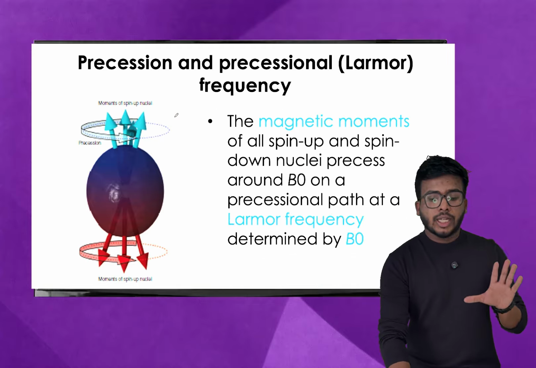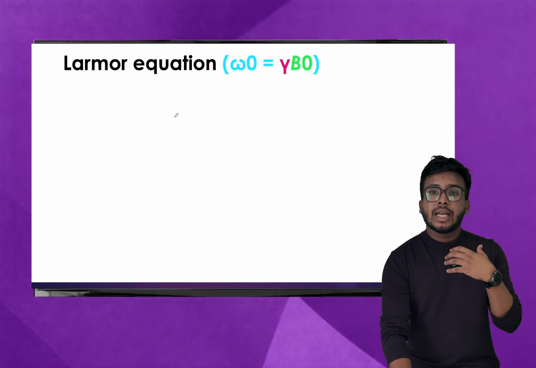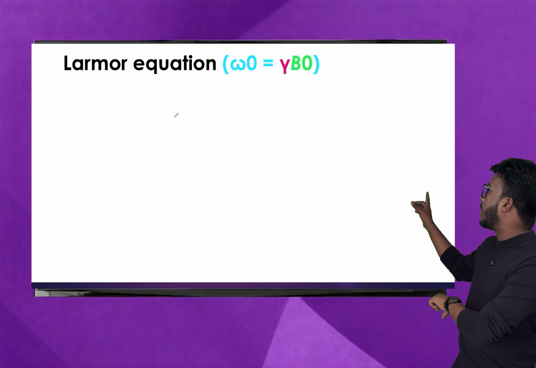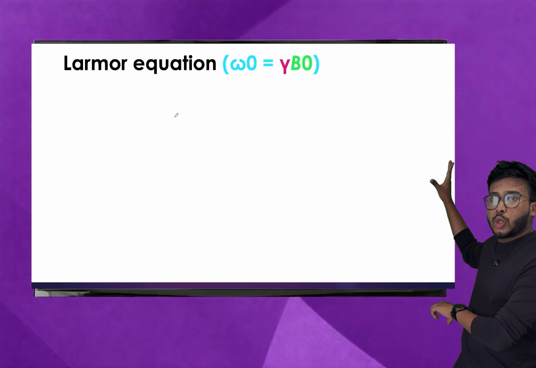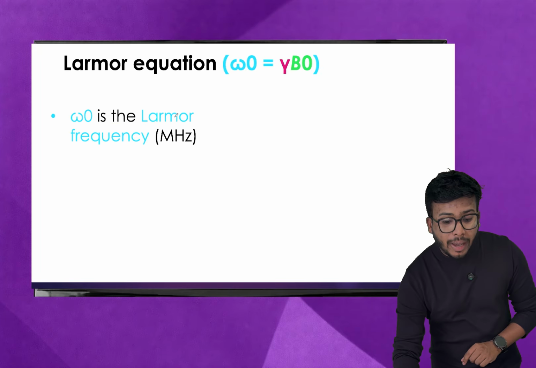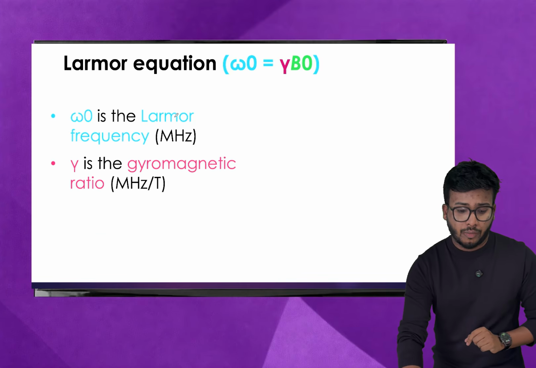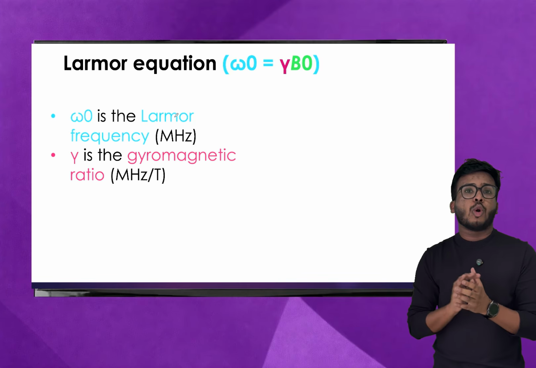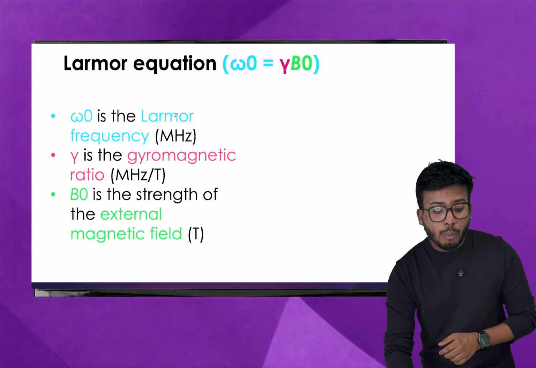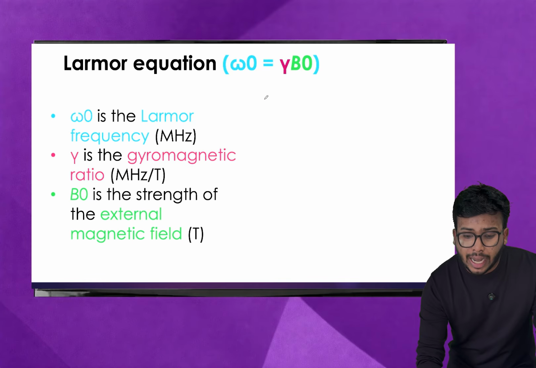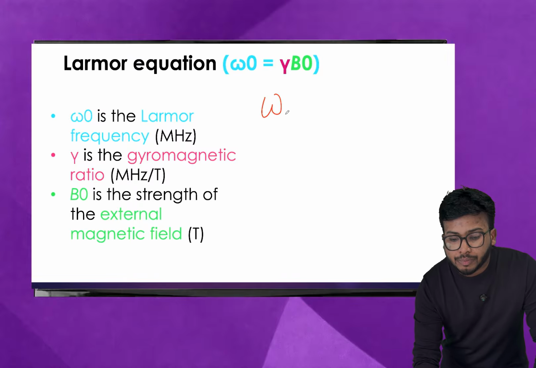It's very important. This precessional frequency depends upon the magnetic field strength. The equation can be read as omega is equal to gamma B naught. Omega is the precessional frequency, the spin of the proton under the influence of the external magnetic field. Gamma is a constant, the gyromagnetic ratio, and B naught is the magnetic field strength. So we have to keep in mind that the precessional frequency omega is proportional to B naught.